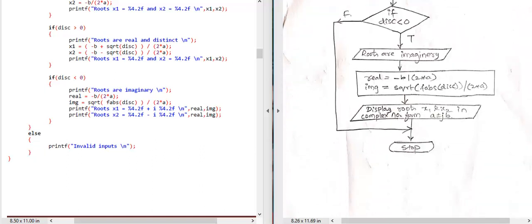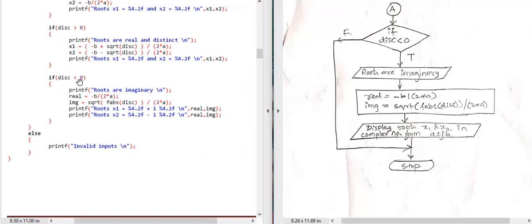So what is the next if statement? We are checking if DISC is less than 0. If DISC is less than 0, that is true, roots are imaginary. So we are saying roots are imaginary, and we are calculating the real and imaginary parts separately. Real is equal to minus b divided by 2 into a. Imaginary is square root of fabs of DISC divided by 2a. And after that we will display the roots. We are saying display roots x1 and x2 in complex number form, that is a plus or minus jb. You don't have to give the details here, just say display the roots in complex number format, that is a plus or minus jb format.